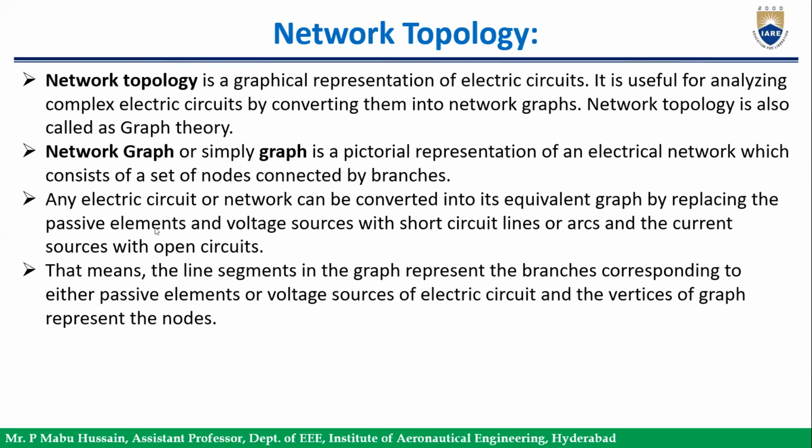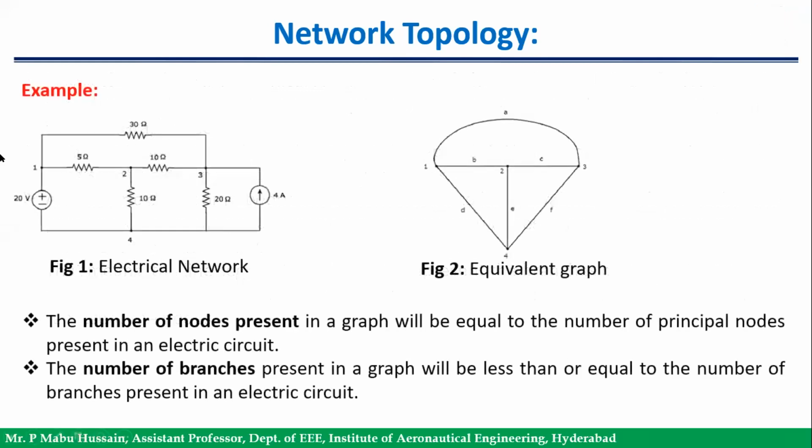The passive elements here are nothing but resistor, inductor, and capacitor. Those will be just replaced by one line. Okay. Then voltage sources will be short circuited and current sources will be open circuited. So the line segment in the graph represents the branch which corresponds to either passive elements or voltage sources of the electrical network, and the vertices of the graph will represent the nodes.